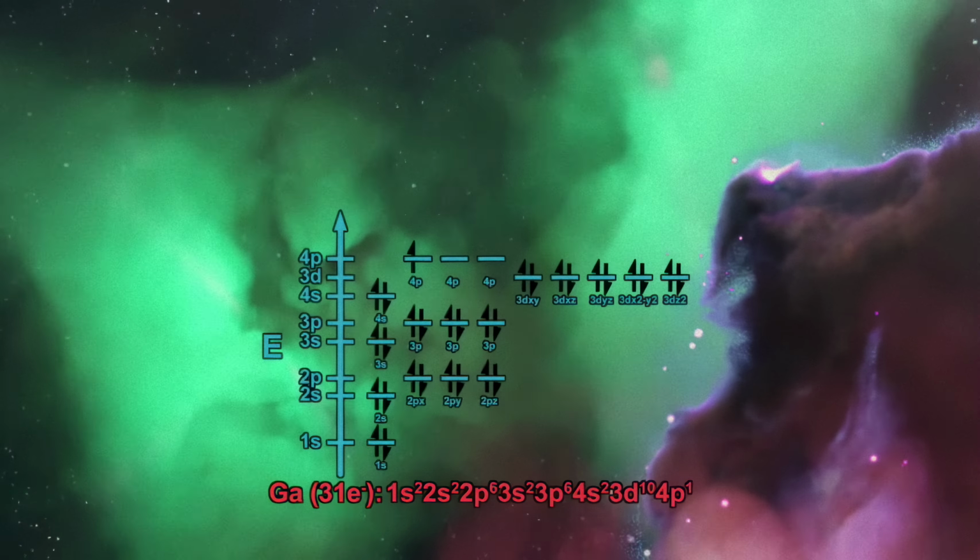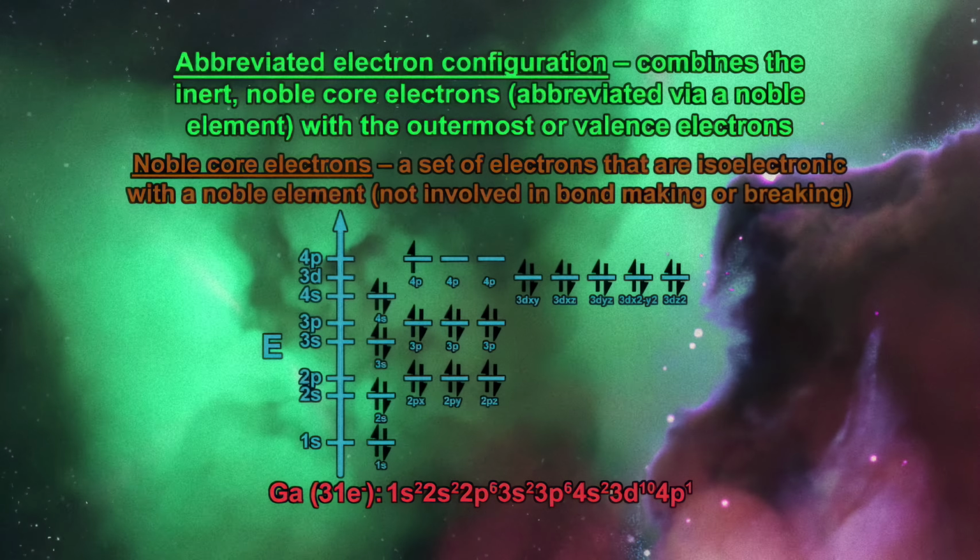Abbreviated electron configurations allow us to combine the inert, noble core electrons with the remaining outermost electrons. Therefore, to be able to write the abbreviated electron configuration, we need to first become familiar with noble core electrons. The noble core electrons have the same electron configuration, often termed isoelectronic, as a noble element.